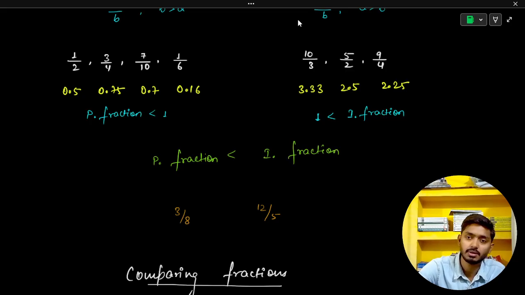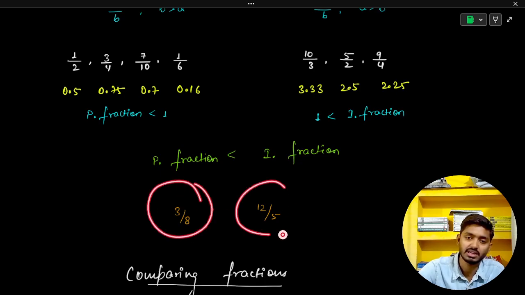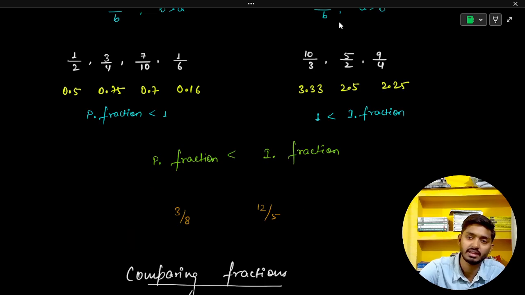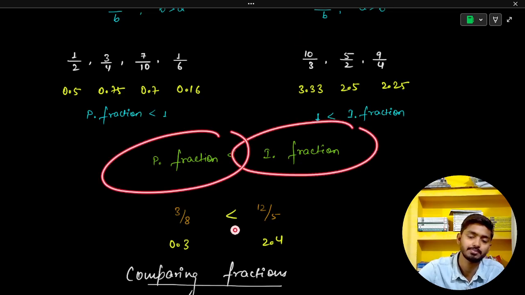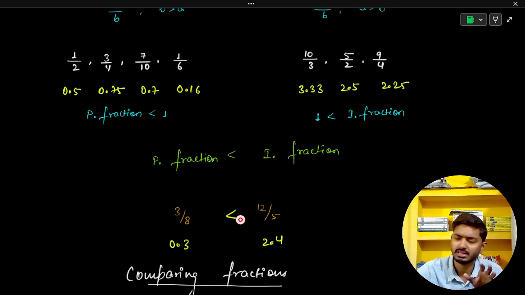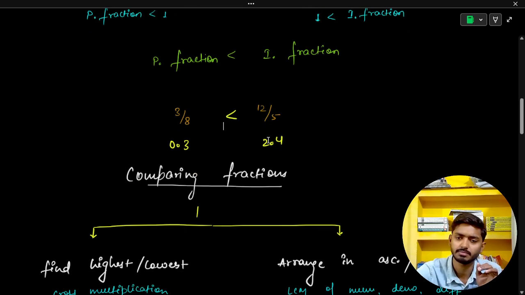Let's take an example. If we compare these two, very clearly the first one is proper, the second one is improper. Let's try to find their decimal values. This would turn out to be 0.2 something, 0.3 actually. Whereas this would turn out to be 2.4. Isn't that very clear that the improper fraction would be greater than the proper one every time? Just keep this in mind. This will help in the longer run.